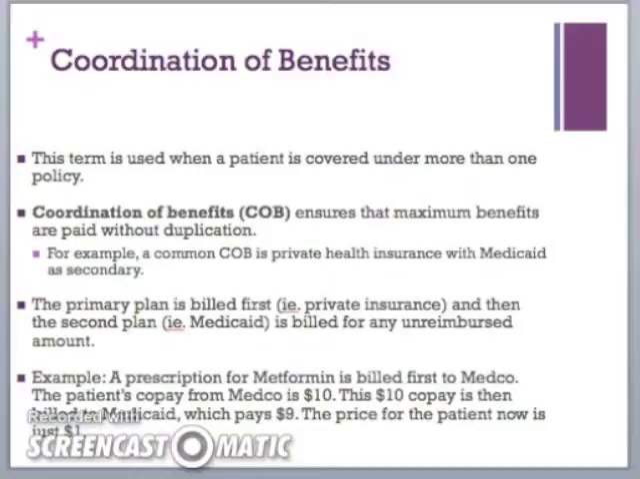Sometimes a patient will have two private insurance policies as well. In this case, it may not be obvious without actually asking the patient which plan is supposed to be the primary and which plan is supposed to be the secondary payer.